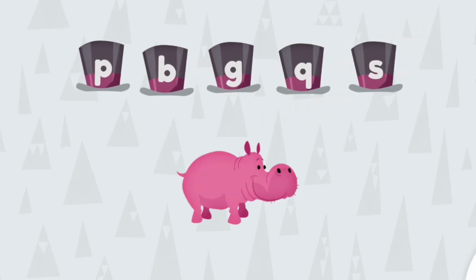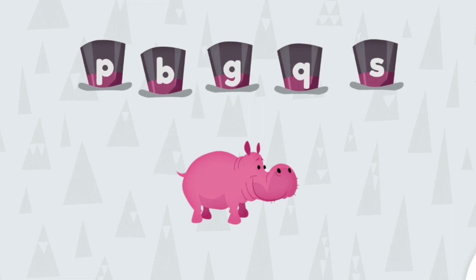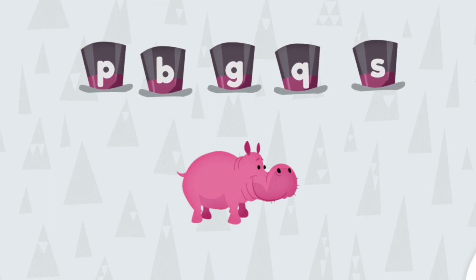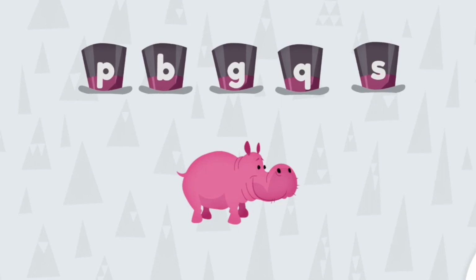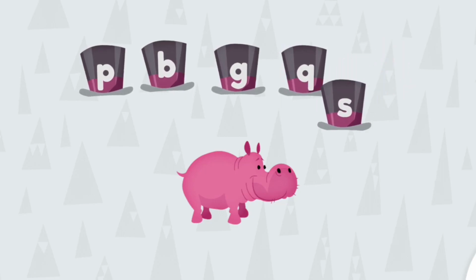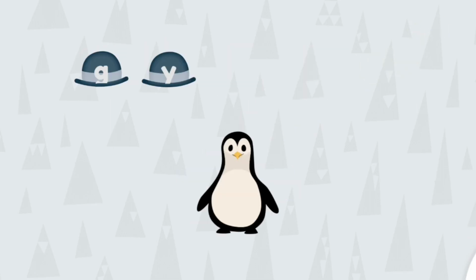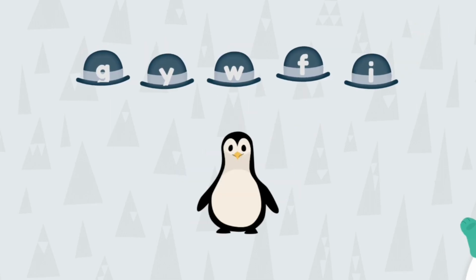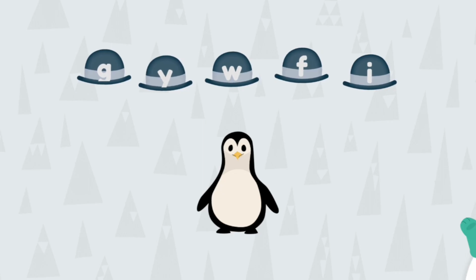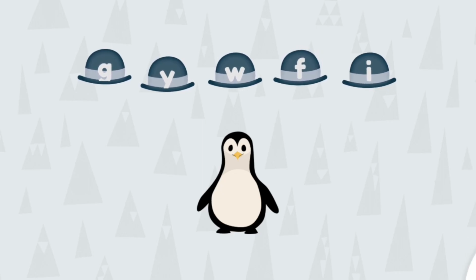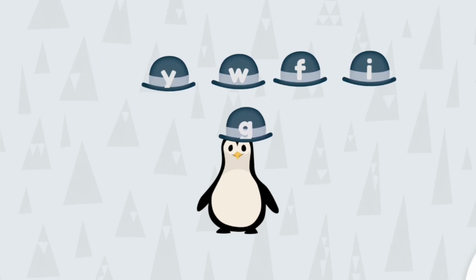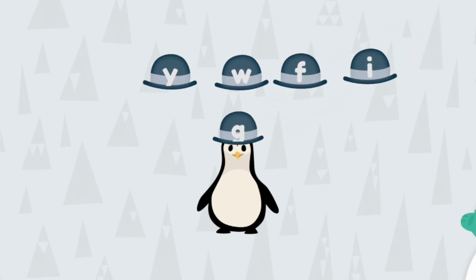Put the hat with the letter S on the hippo. S. Nice. Put the hat with the letter G on the penguin. G. Nice work.